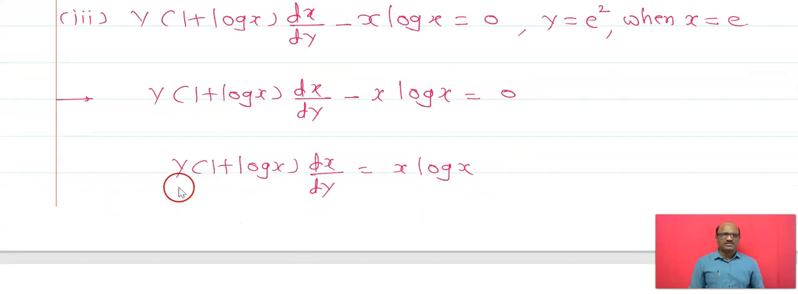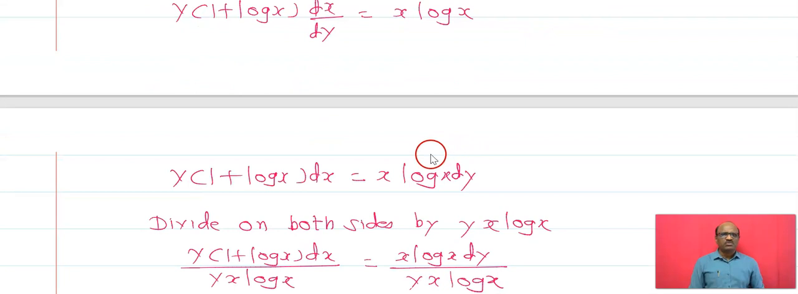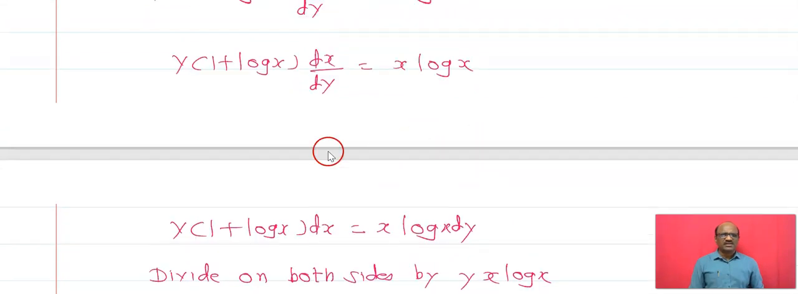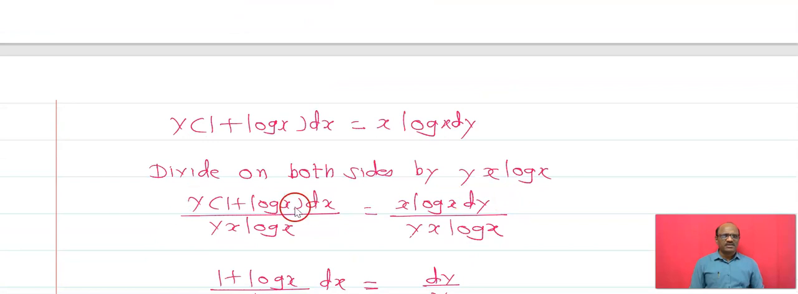It is written in this manner: y (1 plus log x) dy by dx equals x log x. Now separate the variables, so it is written as y (1 plus log x) dx equals x log x dy. Now again divide on both sides by y x log x.